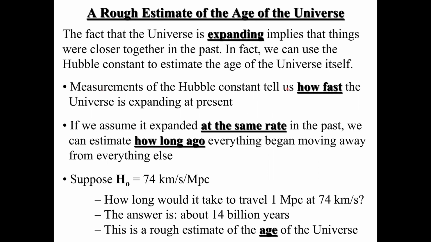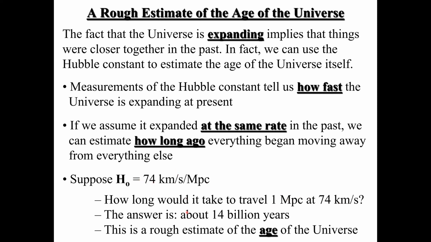The measurement of the Hubble constant tells us how fast the universe is expanding. If you assume it expanded at the same rate, the only problem here is that we assume the expansion rate is the same for the whole period. So we can estimate how long ago everything began moving away from everything else. Now, assuming the value of the Hubble constant is 74 kilometers per second per megaparsec, you can think about how long it would take to travel 1 megaparsec at a rate of 74 kilometers per second. Just find the answer for this one. This is just a simple calculation, so I will leave it for you.